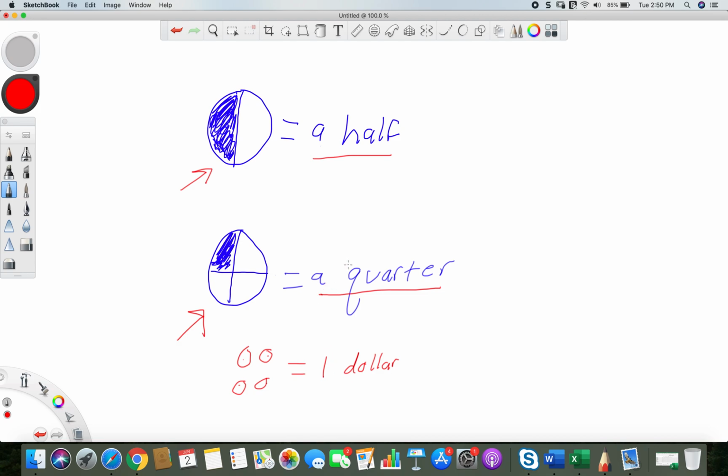So this might be a little trick to help you remember the term quarter for when you see something cut into 4 pieces, okay? If you don't know your coins, don't worry. Just make sure you remember the term quarter. We're just dealing with these two words today, half and quarter, okay? Now let's jump into today's work.